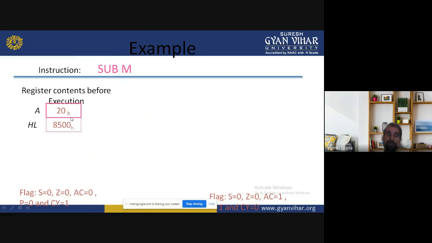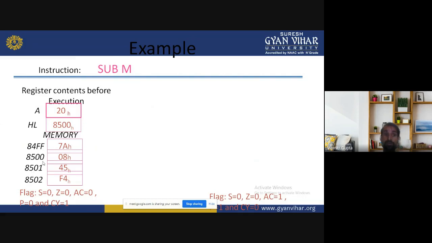A is having 20H and HL is having 8500H. So what are we doing? We are going for the 8500H memory location. What data is there? 08. So the accumulator data will be subtracted by 08, not this data. We are going for the memory address data.